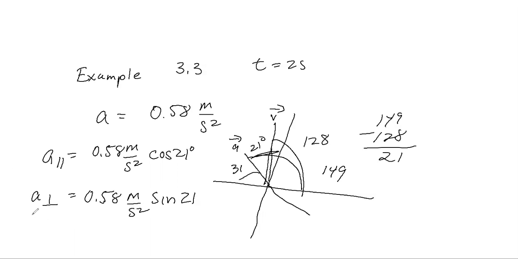And what are those values? A parallel is going to be 0.54 meters per second squared, and A perpendicular is going to be 0.21 meters per second squared. Okay, that's example 3.1. I think that's all. Yes.